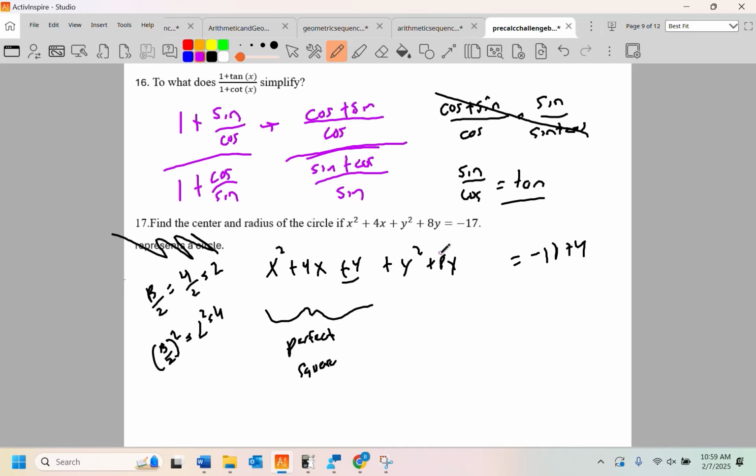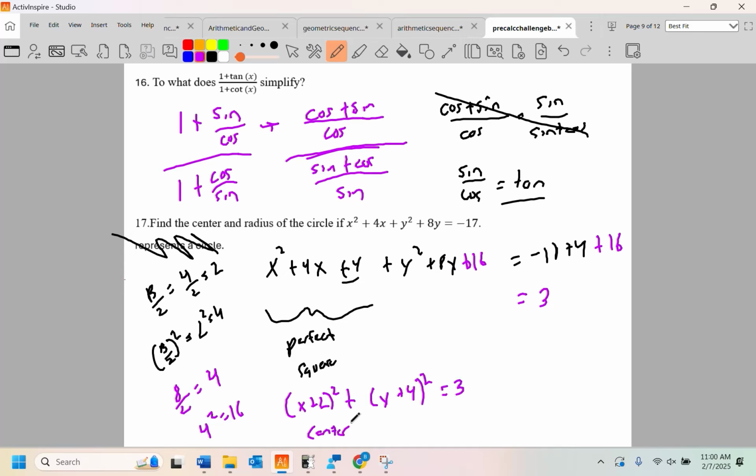All right, here we have an 8. I cut that in half and I get a 4. I square it and I get a 16. And if I add it to the left, I add it to the right for equality purposes. The right-hand side gets to be 3. X squared plus 4x plus 4 is x plus 2 squared. Y squared plus 8y plus 16 is y plus 4 squared, and that equals 3. Your center is at negative 2, negative 4, and the radius is the square root of 3.